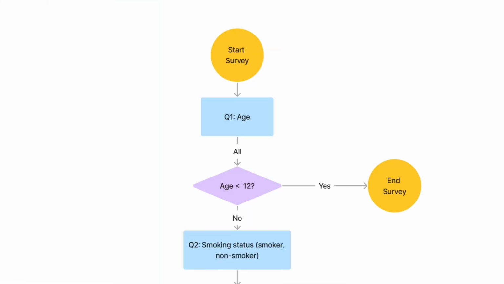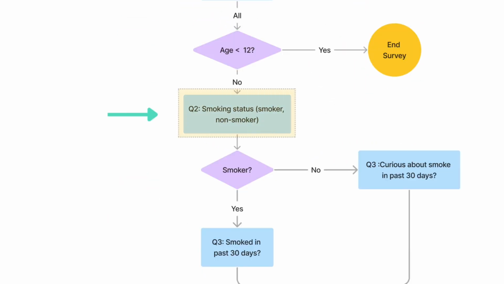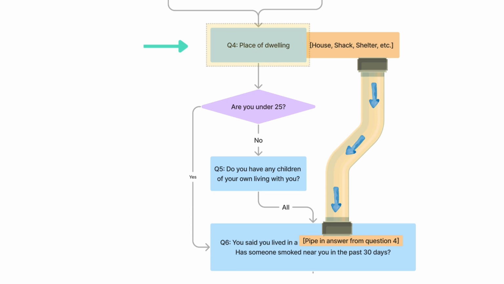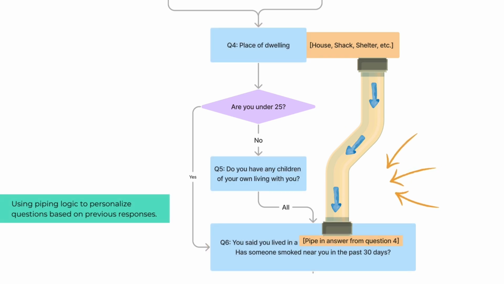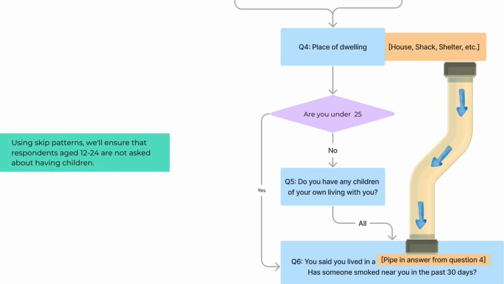We'll screen respondents by age, ending the survey for those under 12. Next, we'll ask about smoking status with tailored follow-up questions for smokers and non-smokers. Then, we'll inquire about participants' living situation, whether they have children, and whether they observe someone smoking around where they live, using piping logic to personalize questions based on previous responses. Using skip patterns, we'll ensure that respondents aged 12 to 24 are not asked about having children.